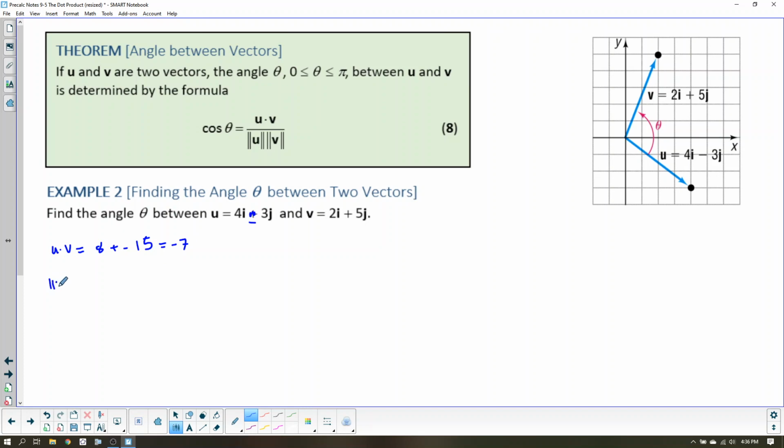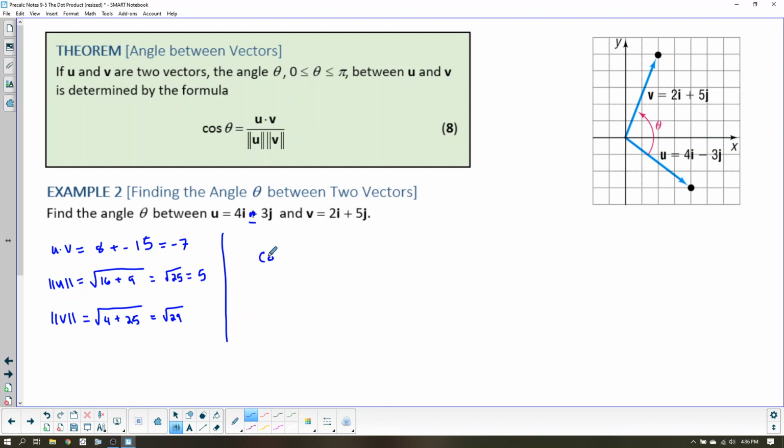Next thing we need to do is find the magnitude of each vector. So remember, you get the magnitude by essentially using Pythagorean theorem. We're going to square the horizontal component, which would be 16, square the vertical component, which would be 9. So we get square root of 25, or just 5. And then we need magnitude of v as well. All right, so for that one, we're going to have this square root of 4 plus 25 again. And that's square root of 29. All right, that one doesn't simplify, so we'll leave that there.